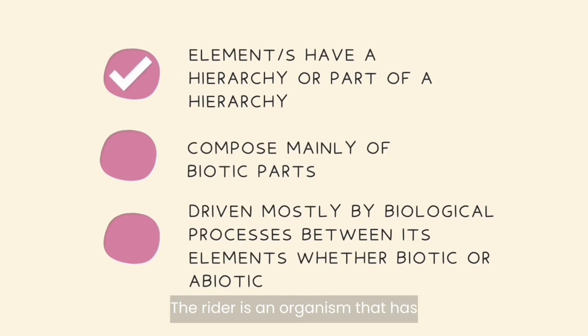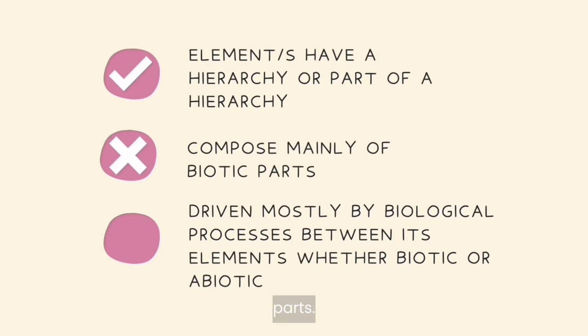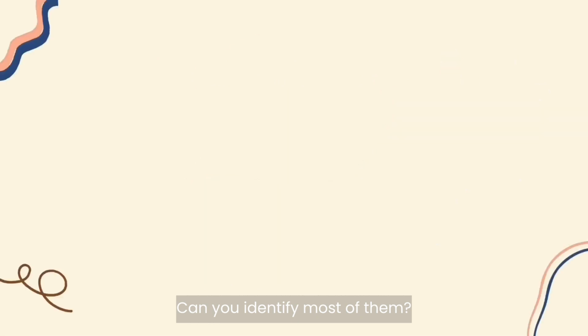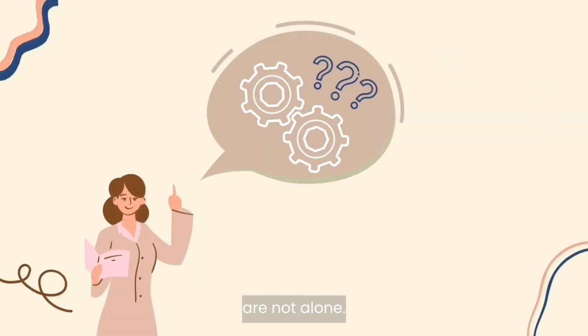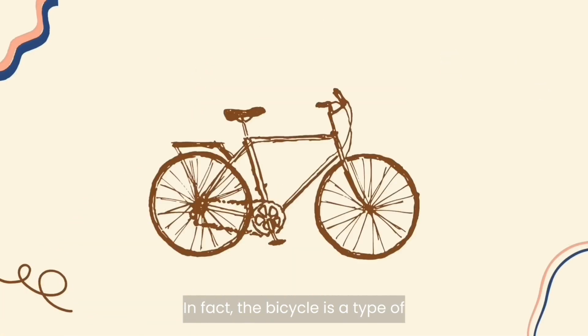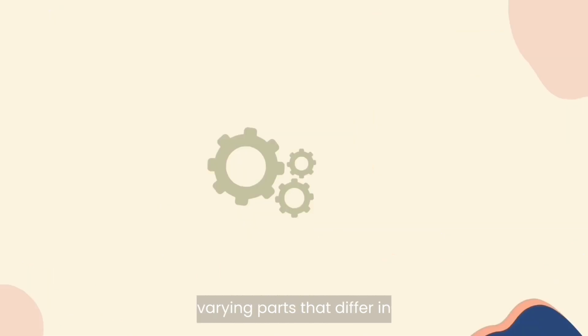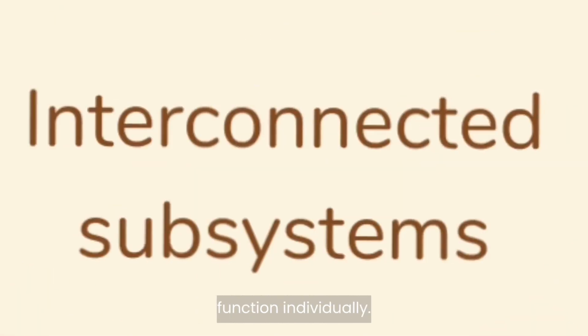The rider is an organism that has a hierarchy and is part of a hierarchy, and as we will see further, the bicycle mostly consists of abiotic parts. Can you identify most of them? If you're having a hard time, you are not alone. In fact, the bicycle is a type of complex machine composed of varying parts that differ in function individually.